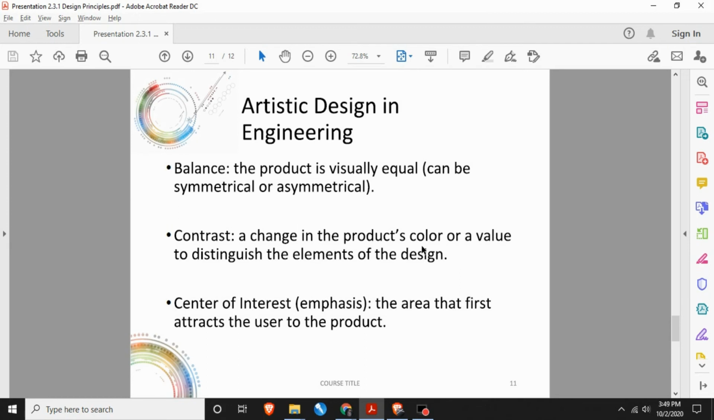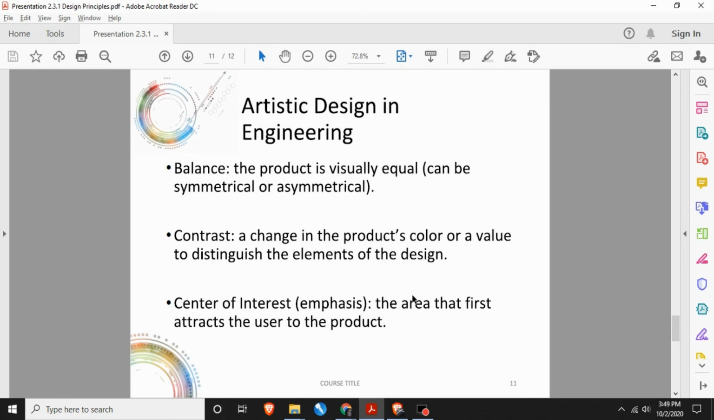Contrast, change in the product's color or value to distinguish the elements of the design. That's why I'll go back again to video game controllers, where the thumbsticks are almost always a different color from the casing on the rest of the controller, because the elements that you want people to focus on, you use this color contrast to help draw, whether intentionally or unintentionally, the user's attention to it.